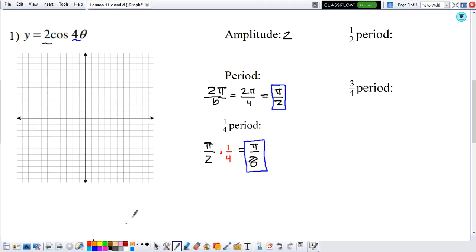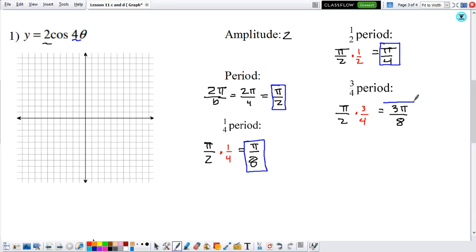Now let's find one half of the period. Let's take the period of the function that we found, which was pi over 2. Now we're going to multiply this by 1/2. So that means that half of the period is just pi over 4. Okay, so now what we need to find is 3/4 of a period. So let's take the full period that we found for the function, pi over 2, and now we need to multiply this by 3/4. So now we end up with 3 pi over 8.